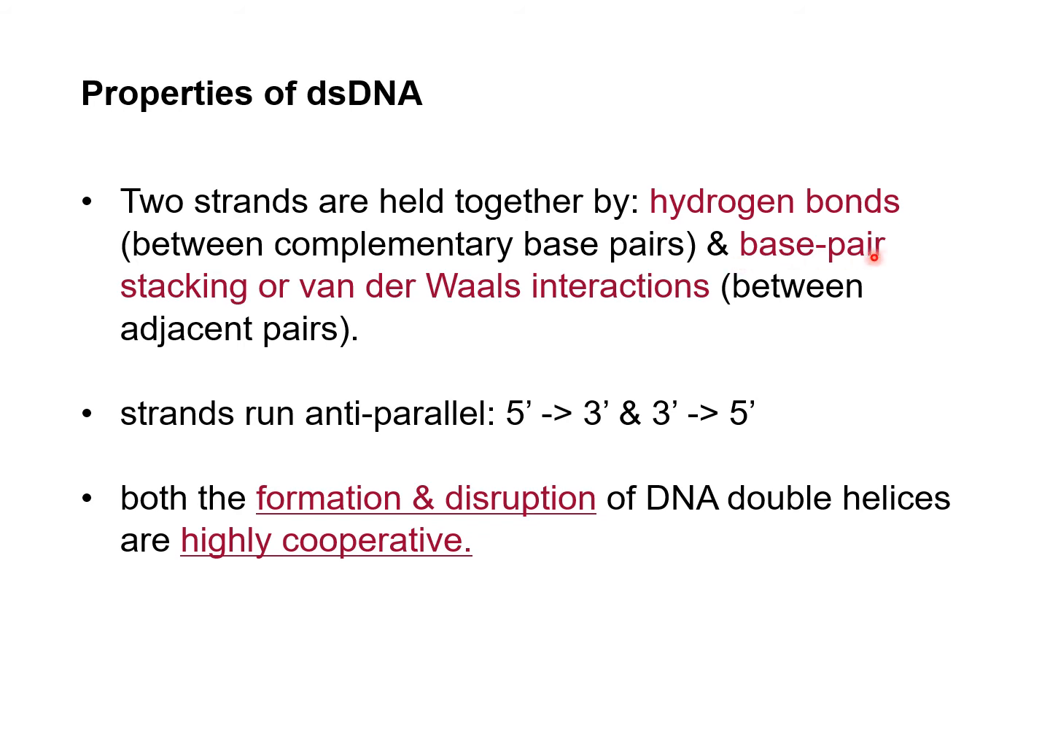And also there's base pair stacking, or van der Waals interactions between adjacent pairs, which adds extra strength that stabilizes the double helix structure. And the strands run anti-parallel, meaning that when you look at the double helix from the top, one strand goes 5' to 3', but the other strand goes from 3' to 5'. Both the formation and disruption of DNA double helices are highly cooperative, meaning that the disruption of one base pair can lead to the disruption of other base pairs in the vicinity.